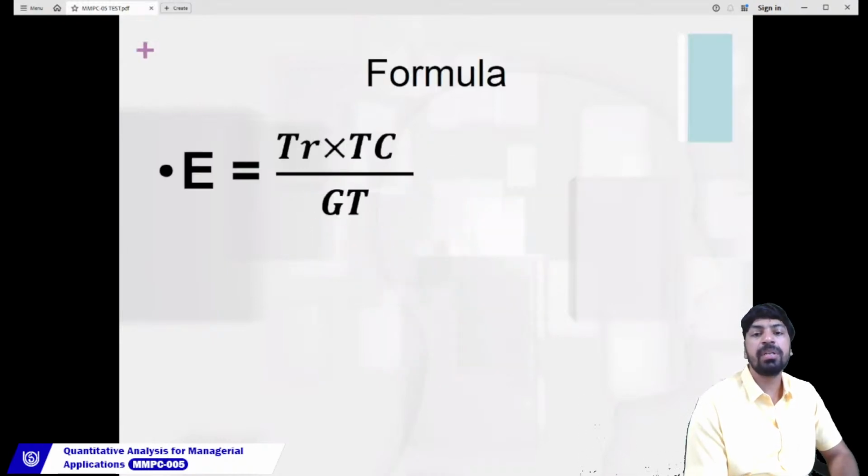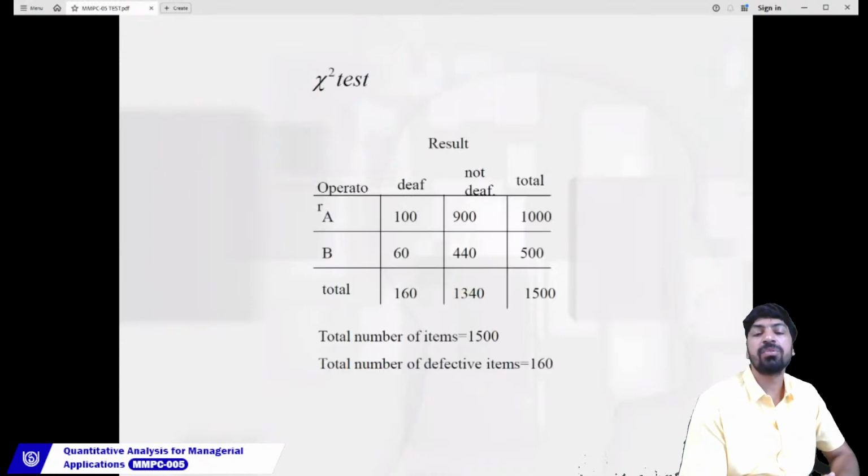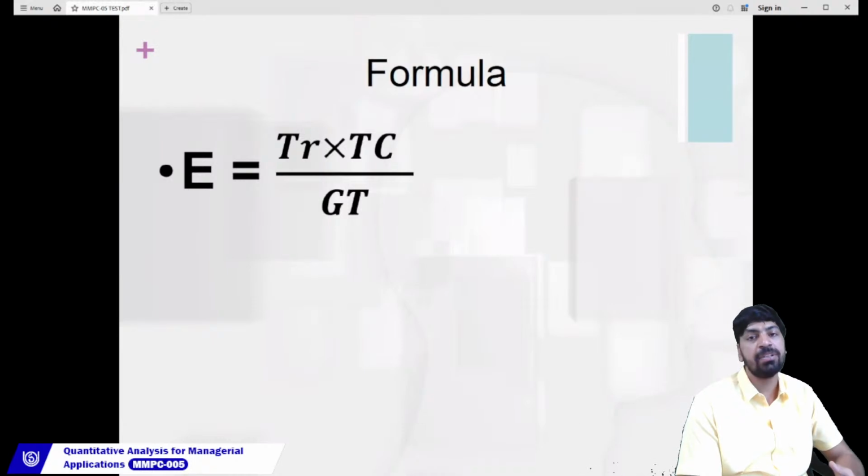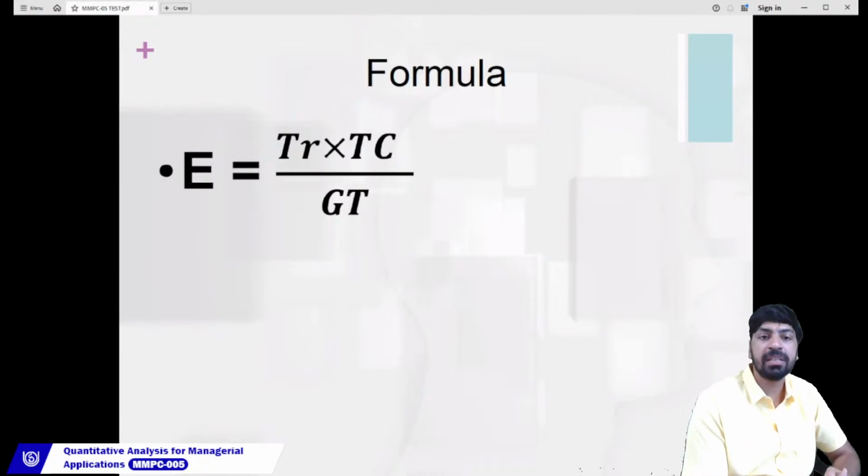When we talk about the total of row and total of column, you can see the total of row A is 1000 and the total of row B is 500. The total of the column for deafness is 160, and the total of the column for non-deafness, that is non-defective, is 1340. So these are the totals of row and column, and the grand total. This is the formula of expected frequency.